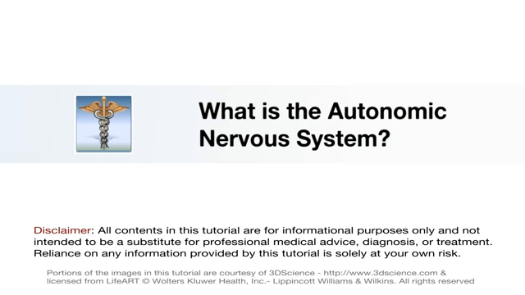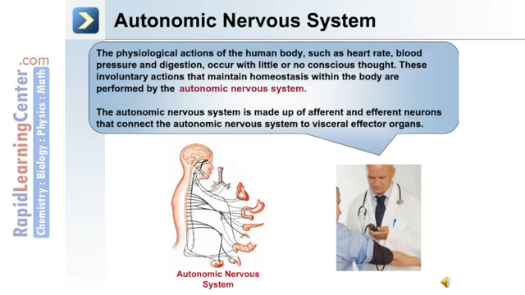Let's begin with an overview of the autonomic nervous system. The physiological actions of the human body, such as heart rate and blood pressure, as well as digestion, occur with little or no conscious thought. These involuntary actions maintain homeostasis in the body, and they're performed by the autonomic nervous system. The autonomic nervous system is made up of afferent and efferent neurons that connect the autonomic nervous system to visceral effector organs.